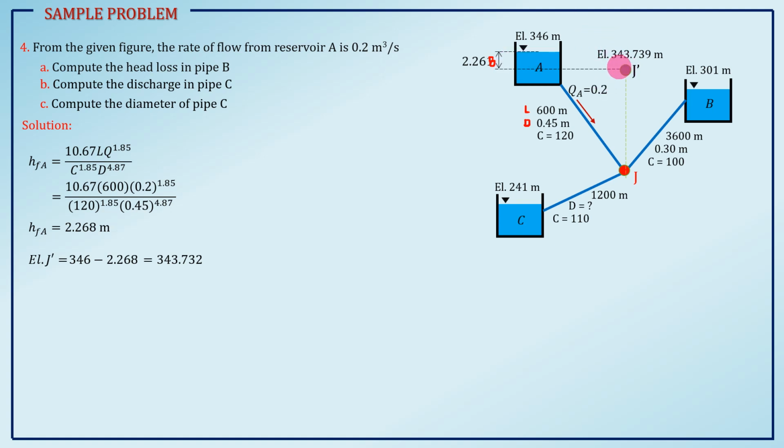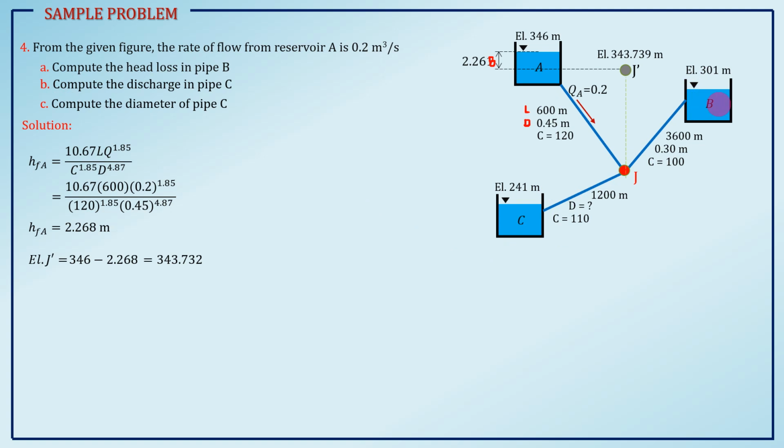Now, we determine that J prime is higher than reservoir B and reservoir C. So, A is the one supplying the two reservoirs. We can use that for the relationship of the discharges at B, C, and A. But for the first question, determine the head loss in pipe B.